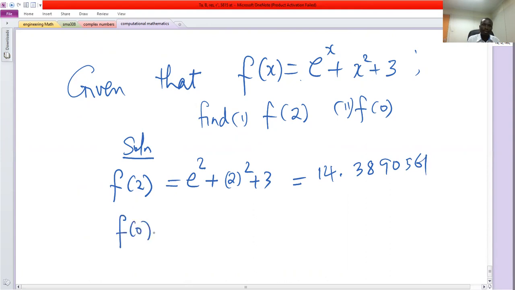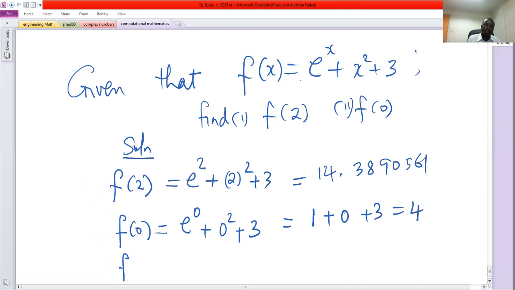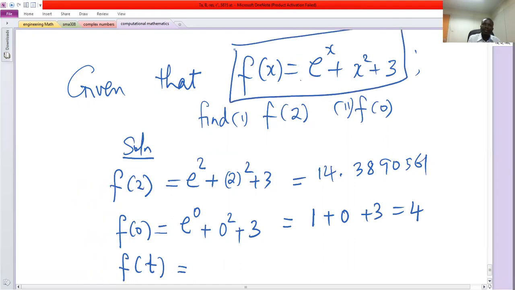f of 0 means where there's x, we put 0: e raised to power 0 plus 0 squared plus 3, which means we'll have e raised to power 0, which is 1, plus 0 plus 3, which is 4. If we have to define f of t, if this is a given function, then it means that the input you are giving is t. So anywhere there's x, we put t. So it will be given by e raised to power t plus t squared plus 3.